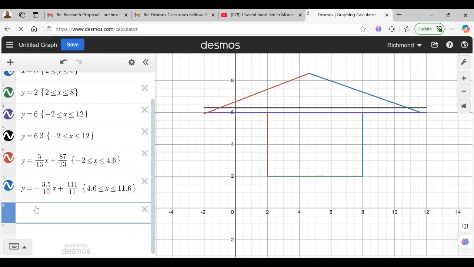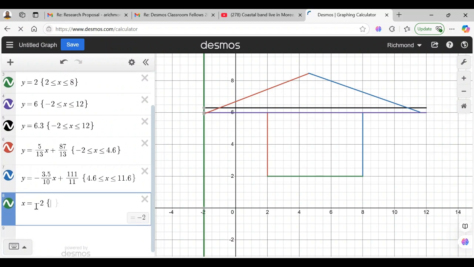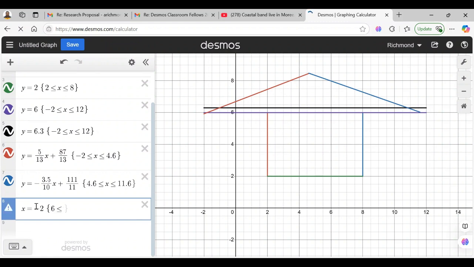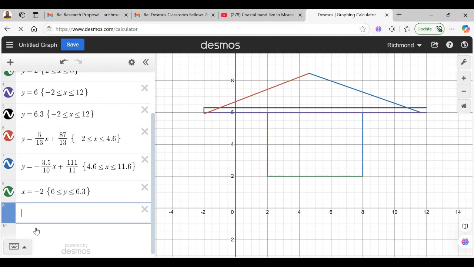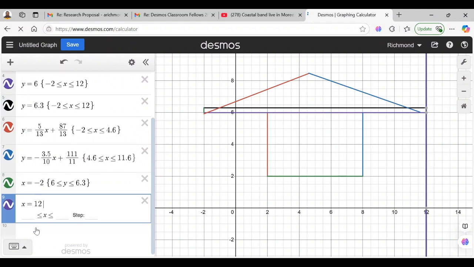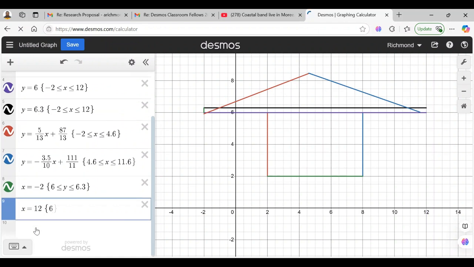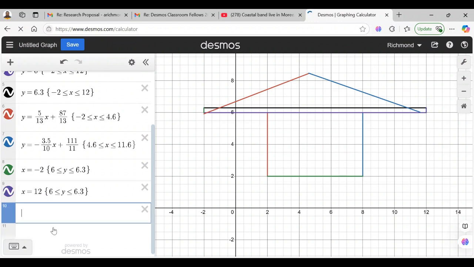So let's put x equals negative 2. But here we'll show that this line is from 6 less than or equal to y less than or equal to, let's say, 6.3. We'll do the same thing for the other end, x equals 12, with the same boundary conditions, 6 less than or equal to y less than or equal to 6.3. So we have seen the boundaries have been ended.